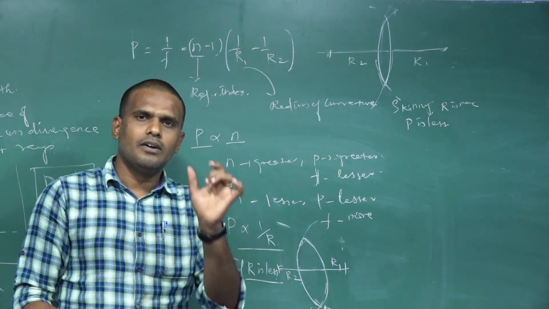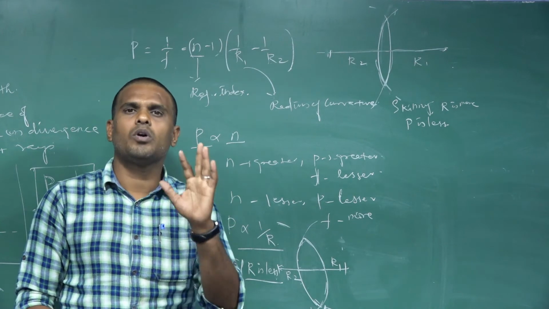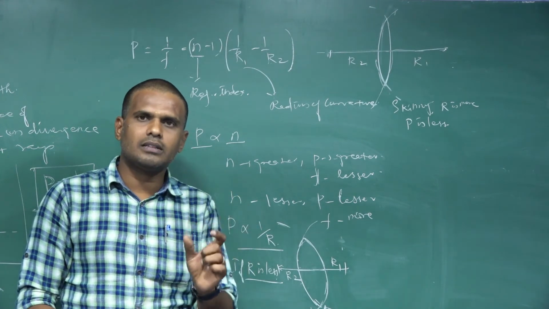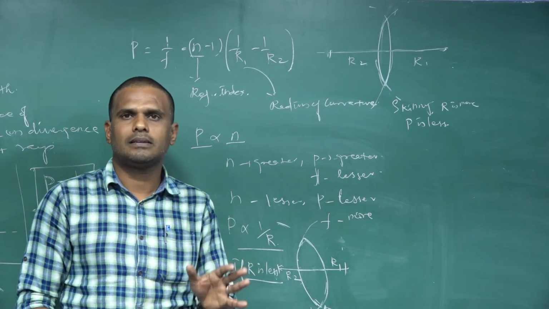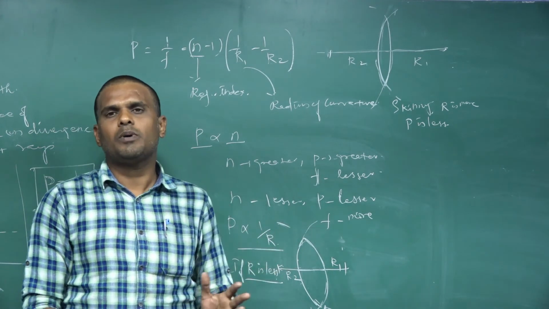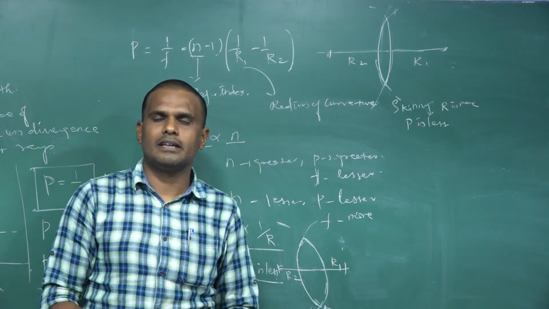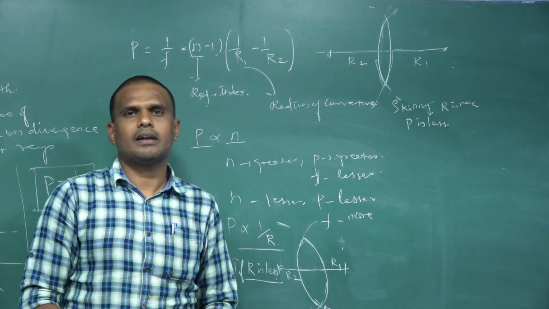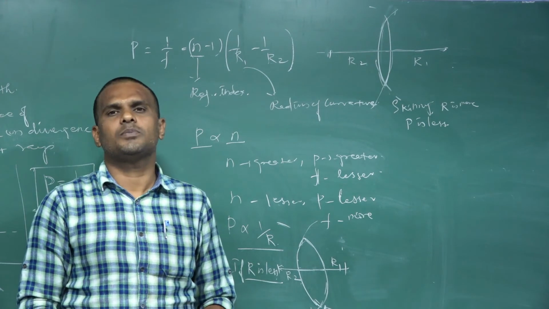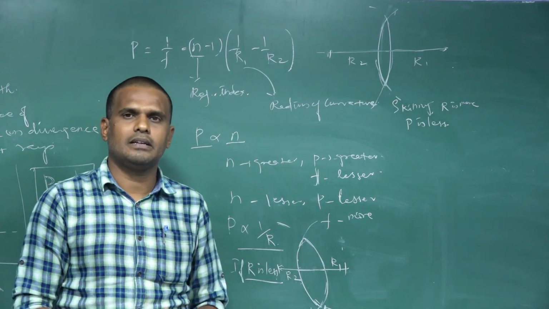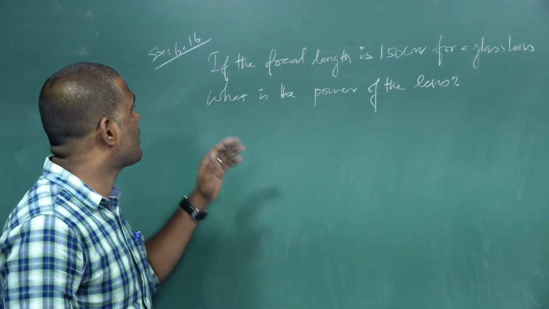For thick lenses, focal length is less, power is more. For thin lenses, focal length is more, power is less. Thus we can conclude. So what is power of lens? It is the measure of degree of convergence or divergence of light radiation produced by the lens. Or in other words, we can say power of a lens is the reciprocal of focal length of the given lens. We shall see an example problem now.